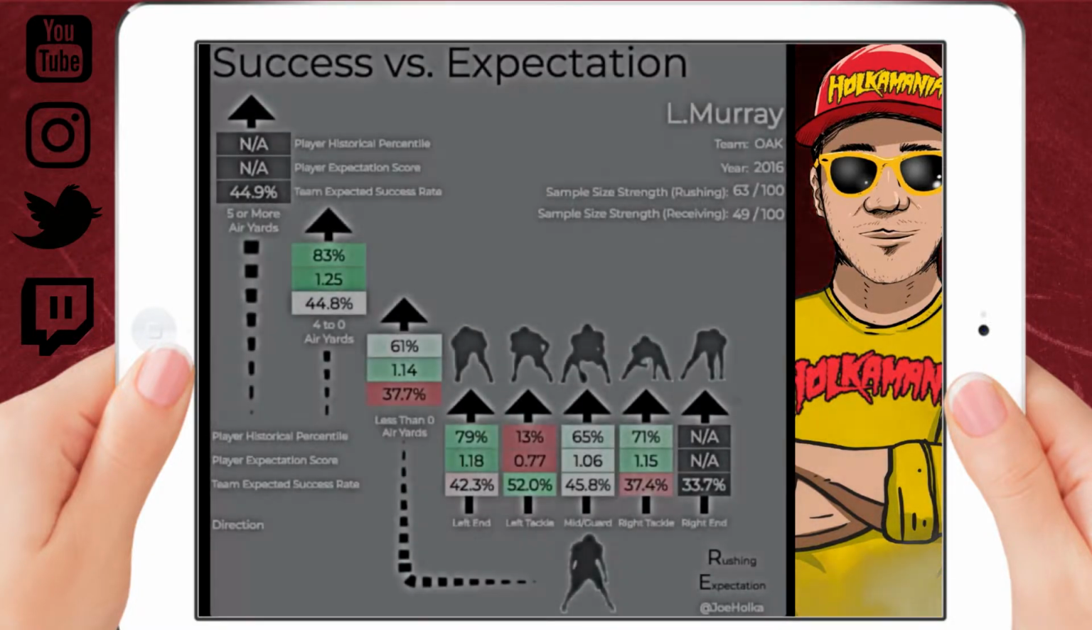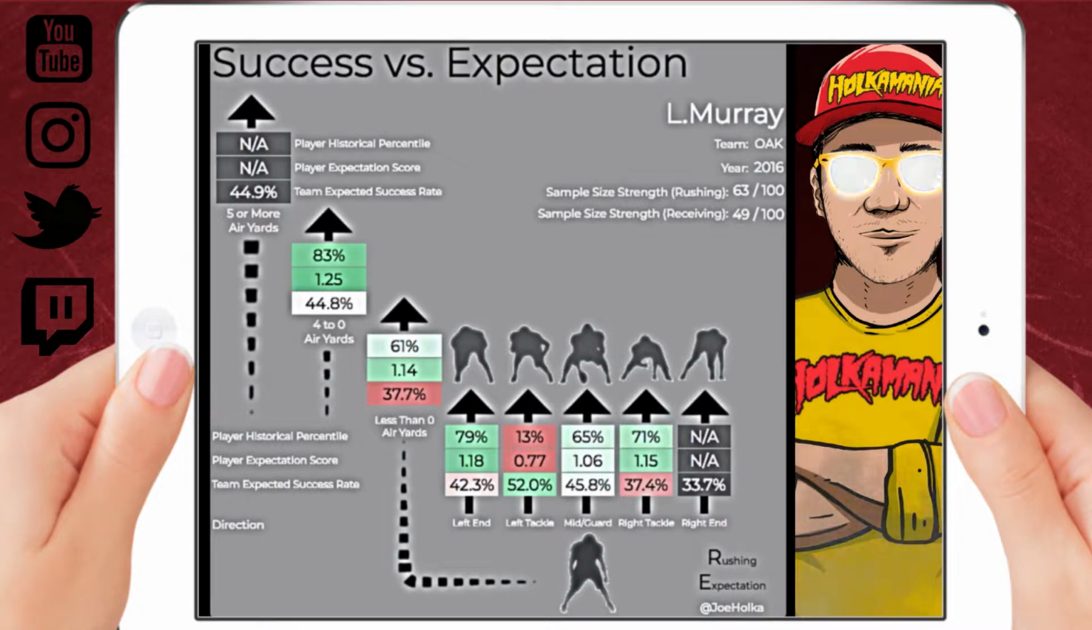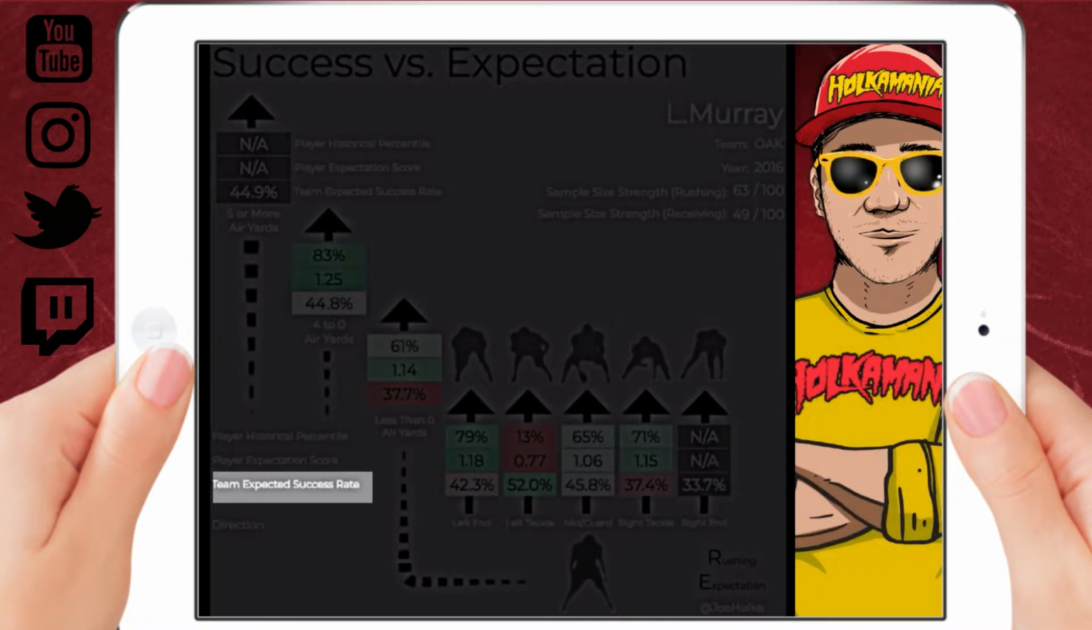Chart number 2. The problem with using yards per carry is big plays and short yardage situations can skew things quite a bit. In order to generate a more legitimate expectation, I started by calculating success rate on a team level, then used regression analysis with offensive line grades for both rushing and receiving. The resulting equation is an expected success rate for each individual team.